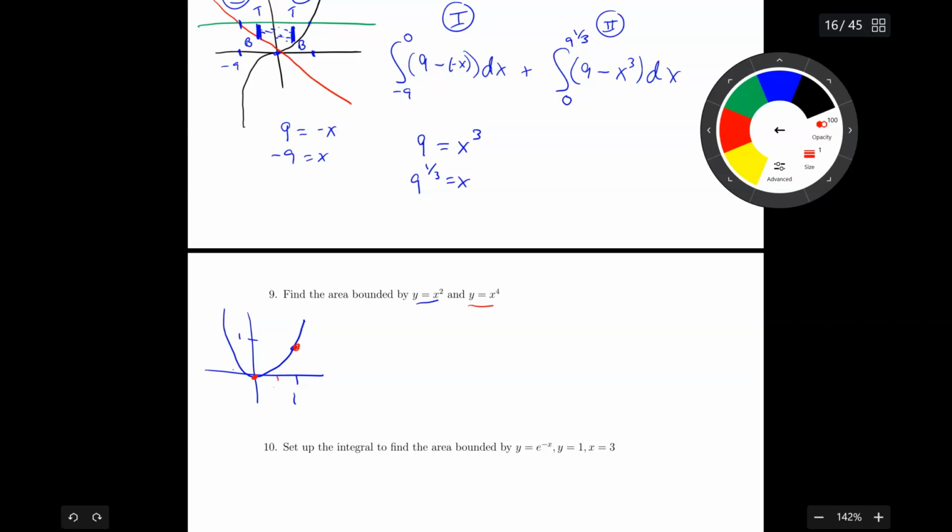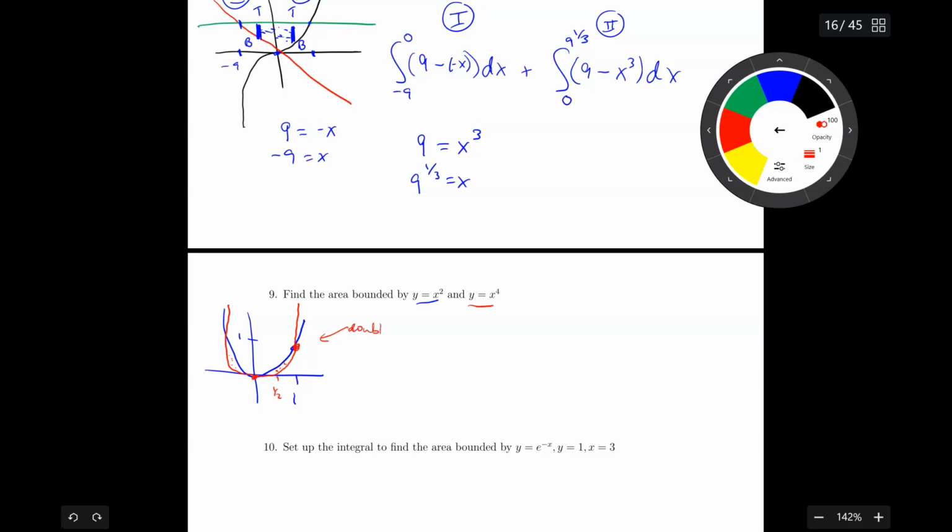I'm curious to find out what's happening in between, like at a number like 1/2. So if I put the number 1/2 into x to the 4th, it's going to be a very small number, whereas x equal 1/2 into x squared will give you 1/4. So the red x to the 4th graph will be below the x squared graph.